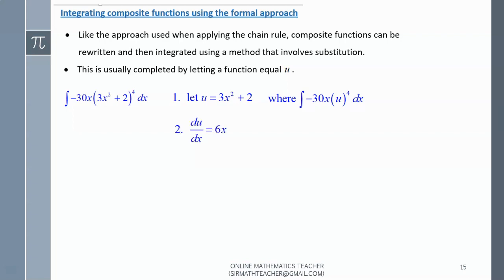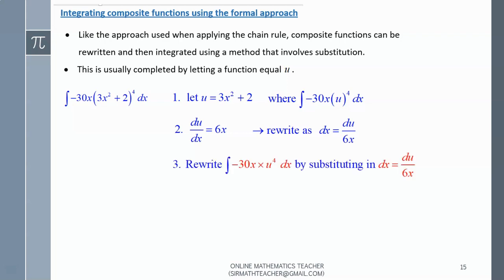Let's derive u in terms of x. So du dx equals 6x. Rewrite that by making dx the subject, which is du over 6x. Rewrite the integrand by substituting in dx equals du on 6x. So you end up with negative 30x times u to the 4 du over 6x. Cancel out like terms. So you end up with negative 5u to the 4 du.